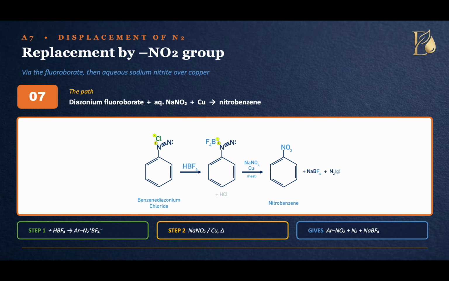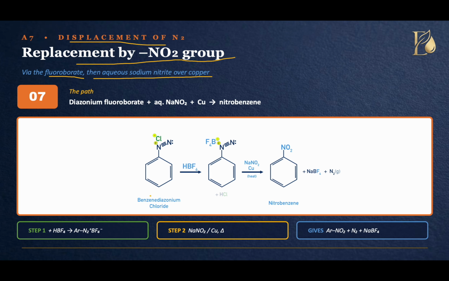Now the last and final reaction in the displacement of N2 category is replacement by the NO2 group. Means we are converting diazonium salts into nitro compounds, the compounds with NO2 group, through the fluoroborate, then aqueous sodium nitrite over copper. We can look at this in detail. This reaction typically involves the formation of a diazonium fluoroborate intermediate, followed by treatment with aqueous sodium nitrite in the presence of copper.